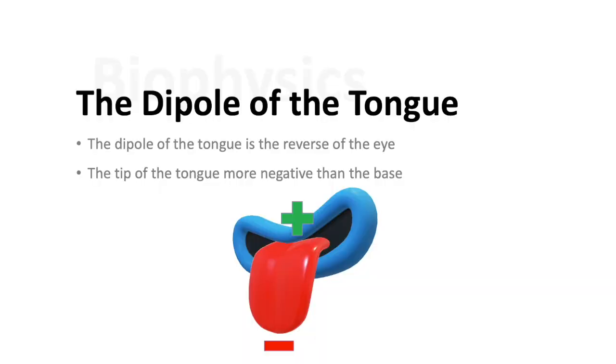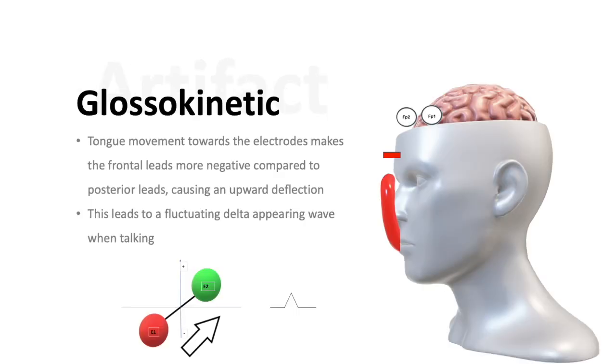While we've discussed ocular or eye blink artifact and horizontal eye movement artifact, it's also worth talking about the dipole of the tongue. The dipole of the tongue is the reverse of the eye. Apologies for this clown tongue, but it's the best I could find in the 3D models in Microsoft Word, but I think it gets the point across nonetheless. The tip of the tongue is more negatively charged than the base. Movements of the tongue create glossokinetic artifact.